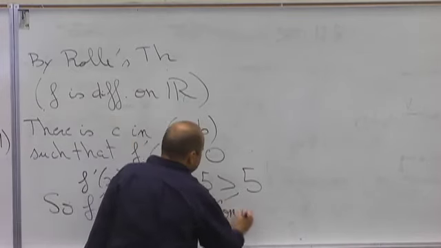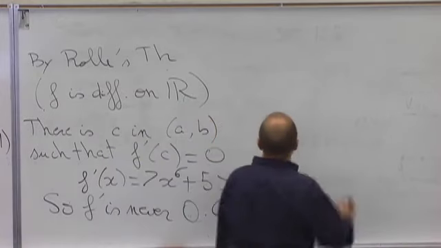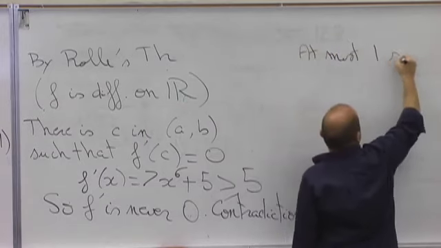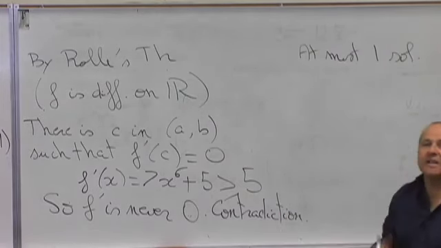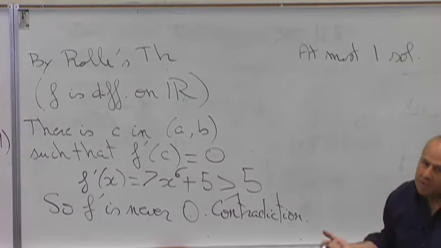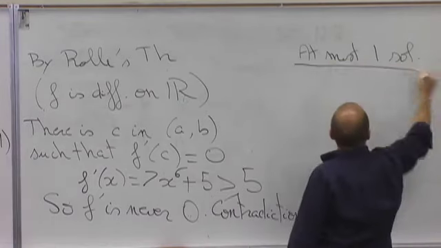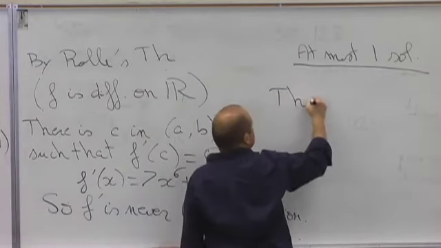So we get a contradiction. And therefore, we have at most one solution. So now we know that we have at least one solution and at most one solution. The only way the two can happen is if we have exactly one solution. Therefore, putting together that the mean value theorem gives us at most one solution, and the intermediate value theorem gives us at least one solution, we know now that there is exactly one solution.